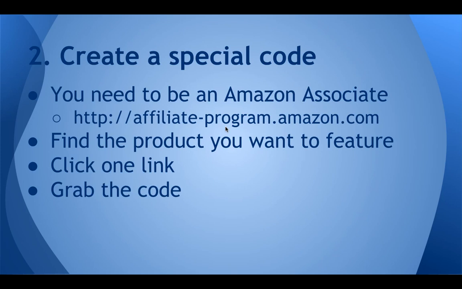Now to do this, you do need to be an Amazon associate. It's really not that hard. All you have to do is go to affiliate-program.amazon.com, and you can apply there. It may take them a few days to approve you, but that is a necessary step. Then we'll find the product we want to feature. We're going to grab one link or click on one link, and then we're going to grab the code.